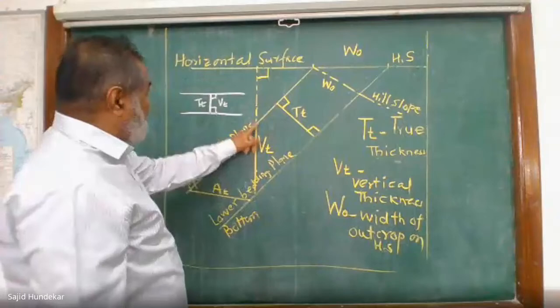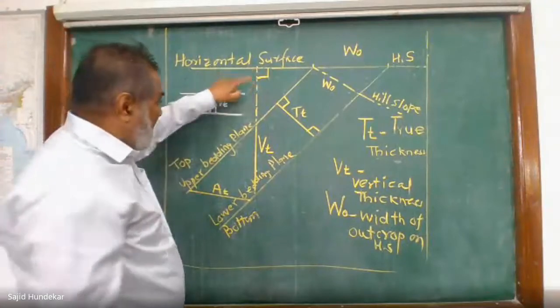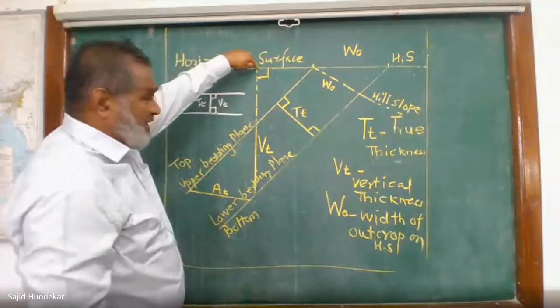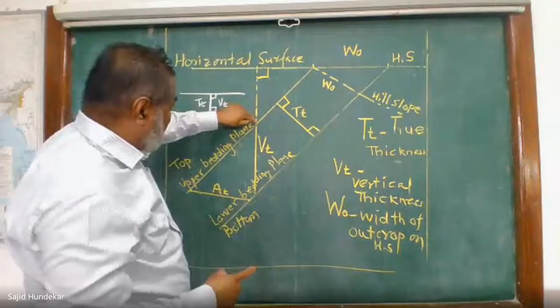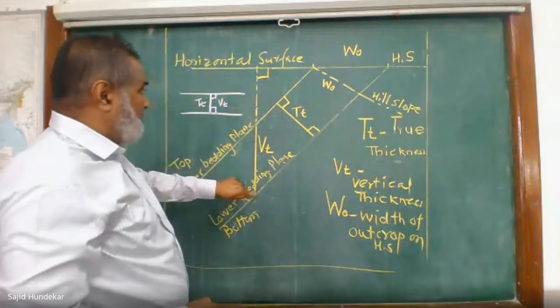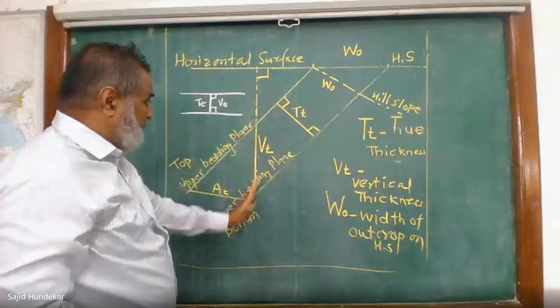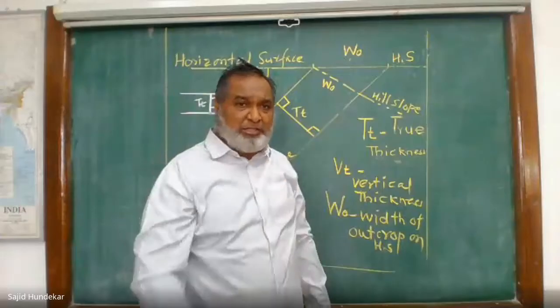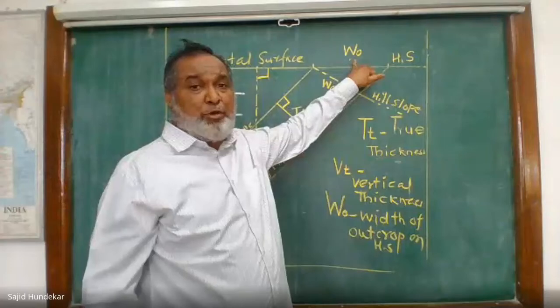And vertical thickness you have to measure perpendicular to the horizontal surface, and measure the distance between the top bedding plane and the bottom bedding plane. No need to measure directly from the horizontal surface. You have to measure between the top bedding plane and the bottom bedding plane, but the line which you have taken should be perpendicular to the horizontal surface. So the top bedding plane and bottom bedding plane are exposed on the surface. If you measure the distance on the horizontal surface, it is called the width of outcrop on the horizontal surface, and this will be denoted as WO.